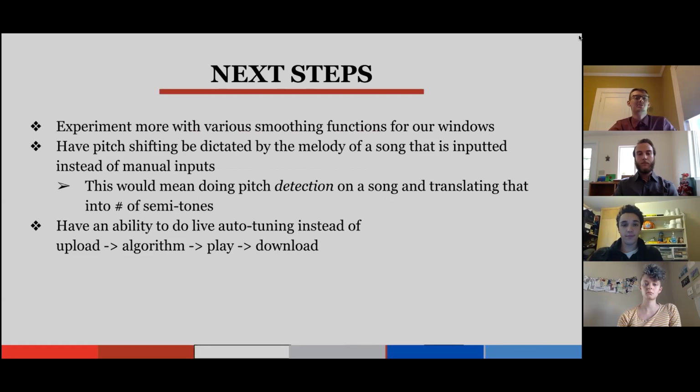And so that brings us pretty nicely into the next steps for this project, or maybe more accurately, things we wish we had time to work on.